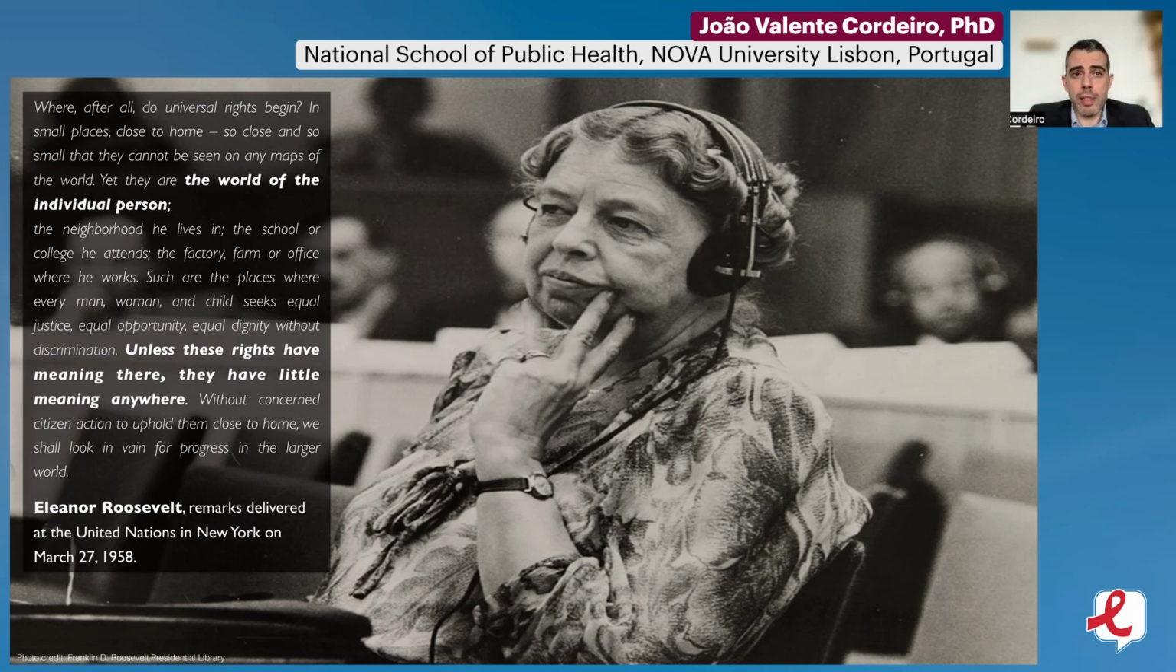So where do universal rights begin? They begin in small places, close to home, in the world of the individual person. The neighborhood this person lives in, the college or school this person attends, the factory, the farm or office. These are the places where every human being seeks equal justice, equal opportunity, and dignity without discrimination. And unless these rights have a meaning in this specific context, they have little meaning anywhere.